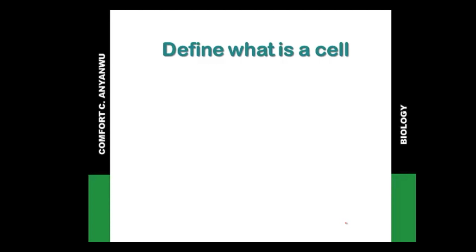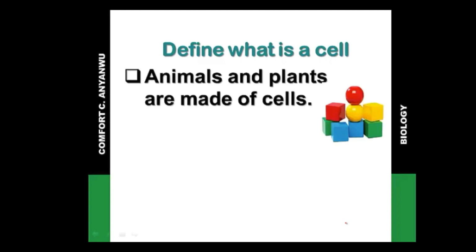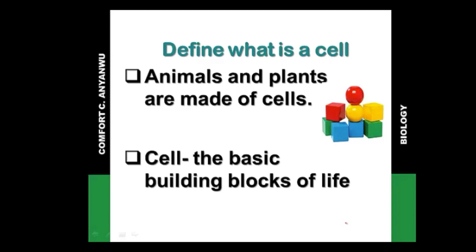We're now going to look at each of those levels in close details, starting with cell. Animals and plants are made up of cells. Cells are the basic building blocks of life. Just as the bricks here, there are different cells in plants and animals.